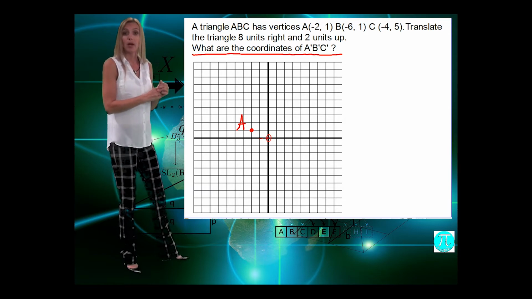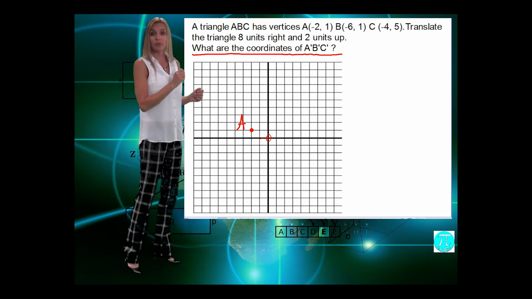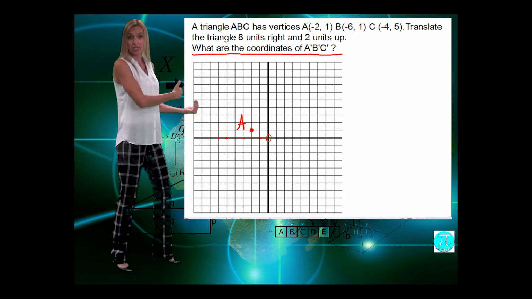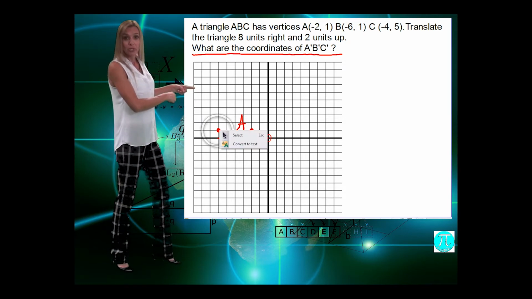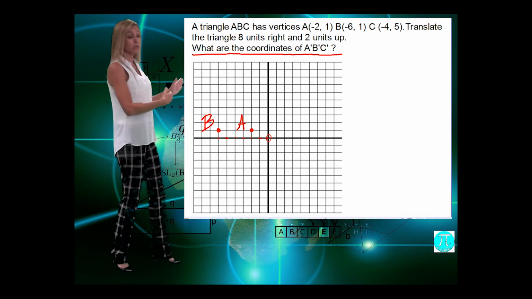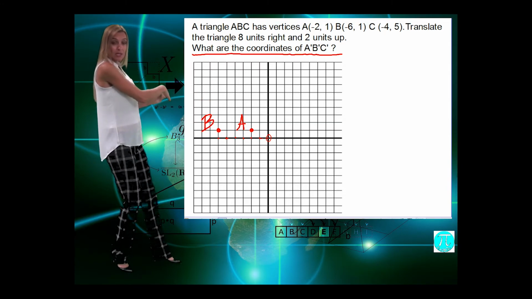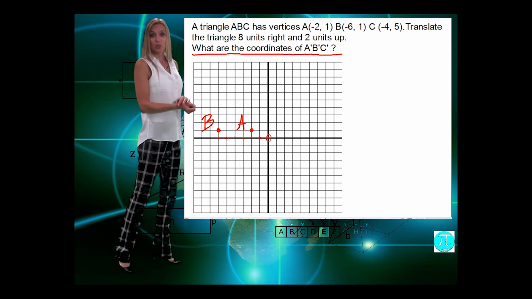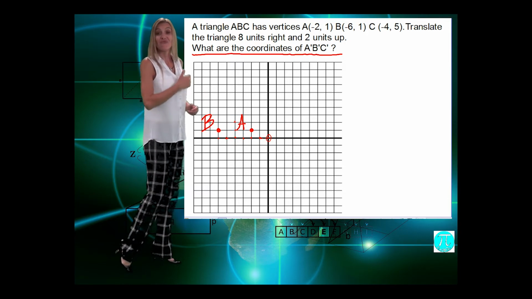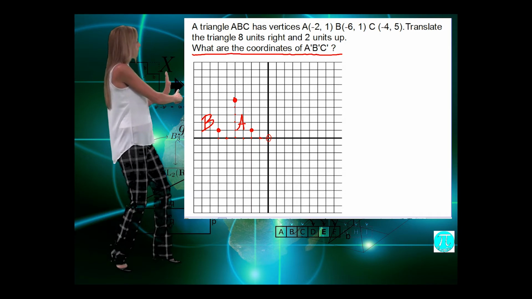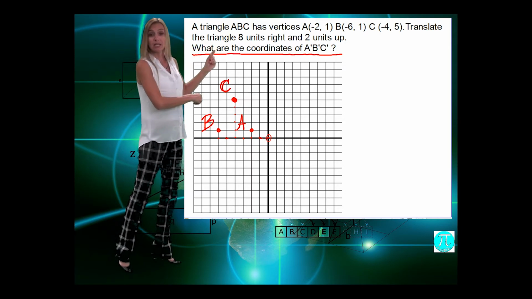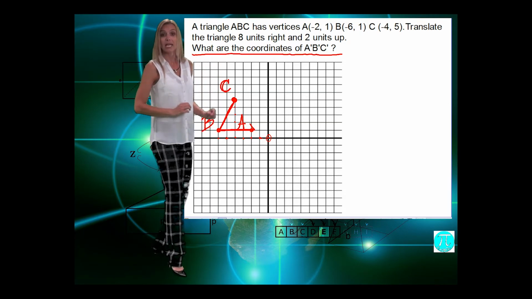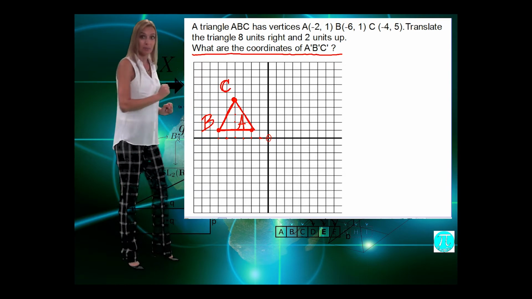Now let's plot point B. Point B wants us to go 6 units left because it's -6, and it's on the x-axis. And then we have to go 1 unit up. So point B is -6, 1. So first we go on the x-axis and then the y-axis. So -6 and 1 up. Now we have a point C, and point C says -4 and 5. So -4 units on the x and 5 units up following the y-axis. And there's our point C. Connect your points, your vertices, and we have a triangle A, B, and C.